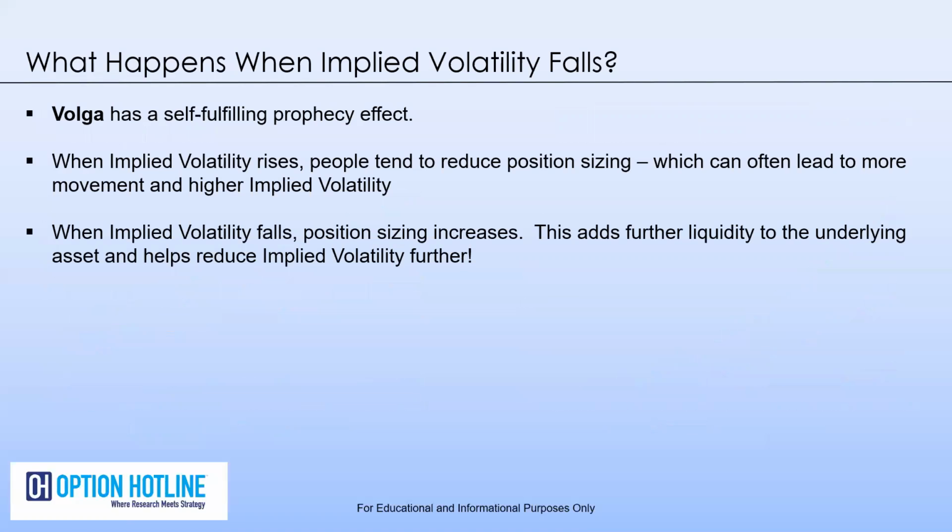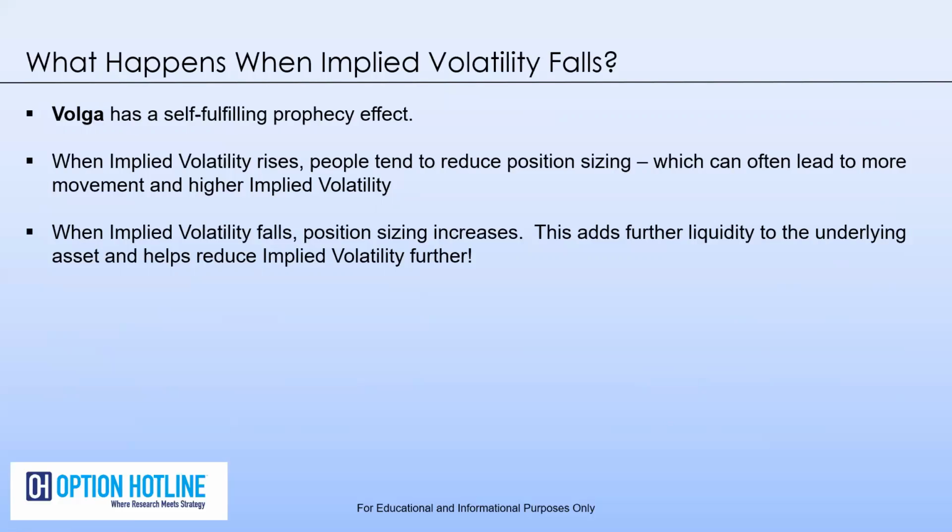This leads me into this sort of natural snowball effect of what I think about when implied volatility falls, which it's doing right now. Volga has a self-fulfilling prophecy effect. When implied volatility rises, people reduce position sizing. That leads to more volatility. So high volatility increases volatility. Weird. It is what it is, though. So high volatility leads to more volatility. Got to be aware of that.